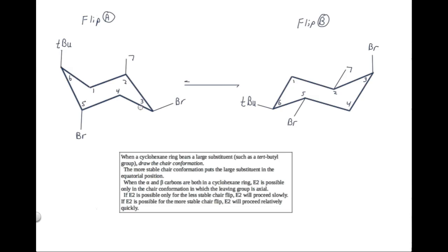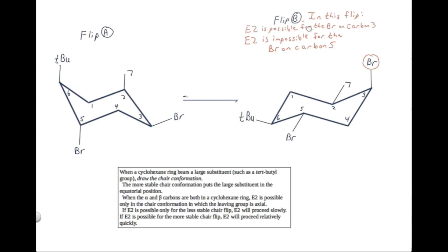But that doesn't matter very much because remember, we want the major product. The major product will not come from this chair flip, since we're going to spend very little time in it. Instead, we're going to be using this chair flip, and in this chair flip, it's this bromine that is axial. So in this chair flip, this bromine can carry out an E2, and this one cannot because it's in an equatorial position.